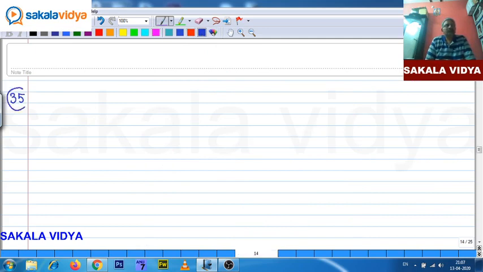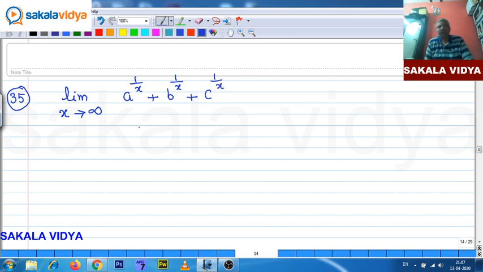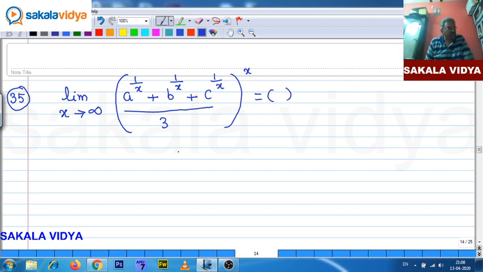35th question. Limit x approaches infinity, (a^(1/x) + b^(1/x) + c^(1/x))/3, whole to the power of x equals. This question is very important.